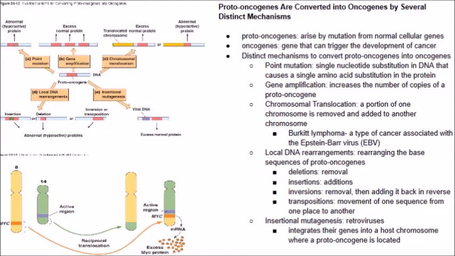Local DNA rearrangements cause abnormal proteins when insertions, inversions, deletions, and transpositions occur. Insertional mutagenesis occurs when viral DNA is integrated into the host chromosome and causes the proto-oncogene to make too much protein.